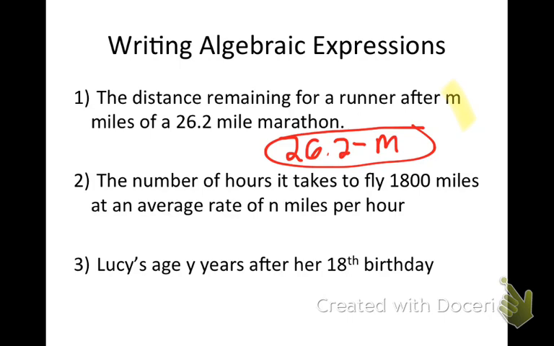Okay, next one here. Number 2. The number of hours it takes to fly 1,800 miles at an average rate of n miles per hour. Looking at this, we've got speed, we're traveling now. Okay, what do I say to do? Get out of variables into numbers. Let's say I travel 100 miles per hour. I don't know if that's a good speed for flying, it's been a while since I've flown, but I like it because it's easy numbers. If I say I travel 100 miles per hour, how many hours would it take me to travel there? 18, right? Does that make sense to people? Okay, so I'd say 18 hours.